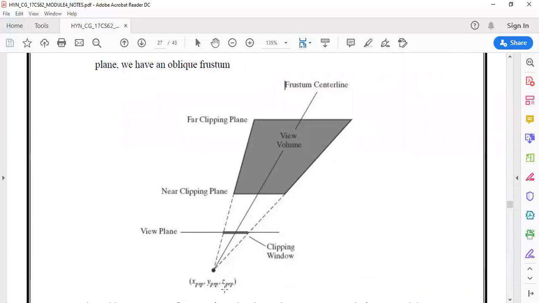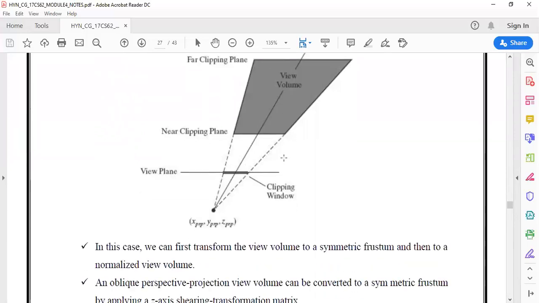You can see here I have the center of projection, which is XPRP, YPRP and ZPRP, and I am drawing a line from this particular point to the view volume, and this is not perpendicular to the view plane. Since it is not perpendicular, I call it oblique perspective projection. This is the clipping window, this is my view plane, this is my near clipping plane, the far clipping plane, and this is my frustum central line.